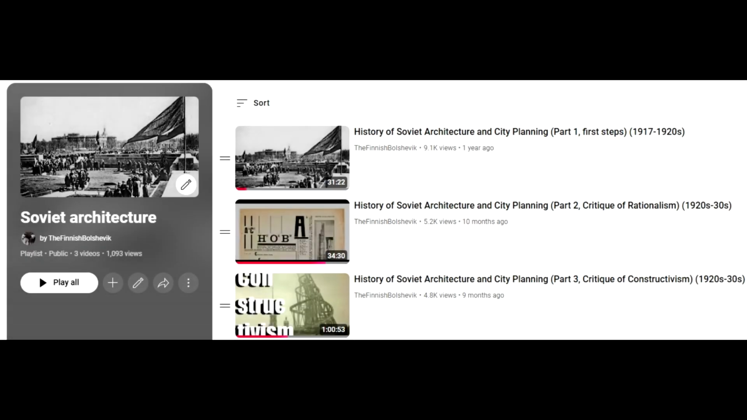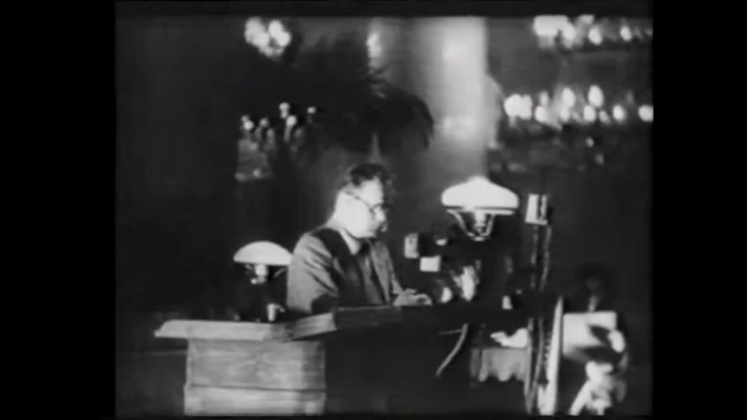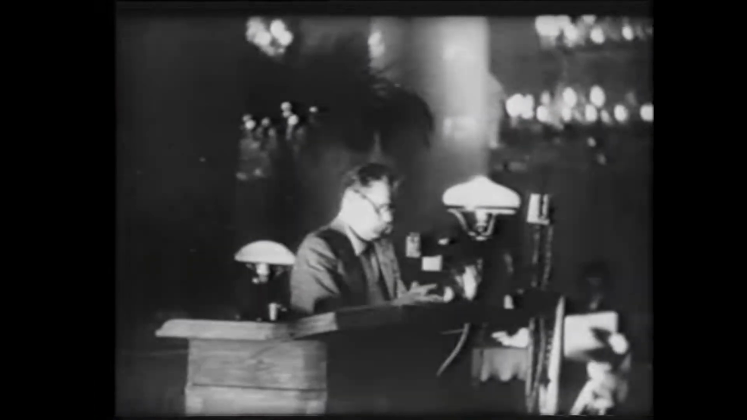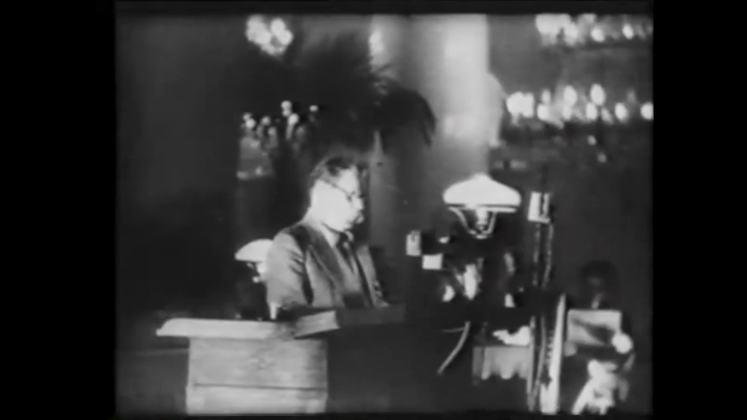Let's continue our series on Soviet architecture. First, let's talk about the birth of the Socialist Realist method. The Socialist Realist method emerged first in literature. It was adopted at the first Congress of Soviet Writers in 1934 and was developed in particular by Maxim Gorky.